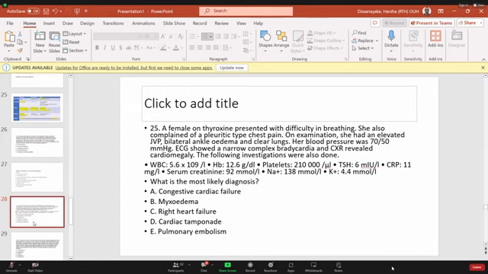Female on thyroxine presented with difficulty in breathing. She also complained of pleuritic type chest pain. On examination, she had an elevated JVP, bilateral ankle edema, and clear lungs. Blood pressure was 70 by 50, low. ECG showed a narrow complex bradycardia, and chest X-ray revealed cardiomegaly. Following investigations were also done. WBC normal, Hb normal, platelets normal, TSH high, CRP almost normal, creatinine normal, sodium normal, potassium normal. What is the most likely diagnosis? Congestive cardiac failure, mixed edema, right heart failure, cardiac tamponade, pulmonary embolism.